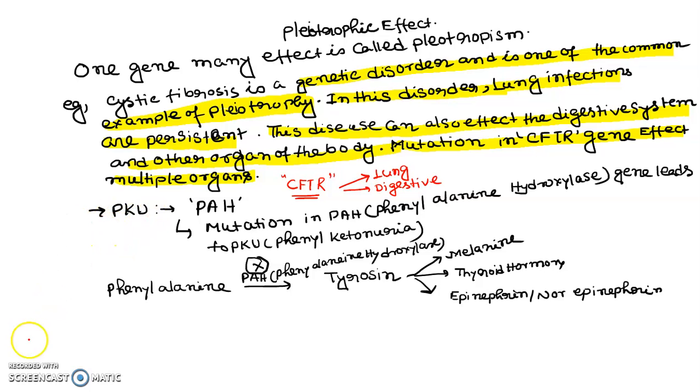Another example is phenylketonuria. Phenylketonuria occurs due to the lack of one enzyme, a mutation in the enzyme called phenylalanine hydroxylase. This PAH gene mutation leads to PKU, or phenylketonuria. Here the conversion of phenylalanine to tyrosine is blocked due to the lack of PAH. This phenylalanine hydroxylase enzyme is absent.